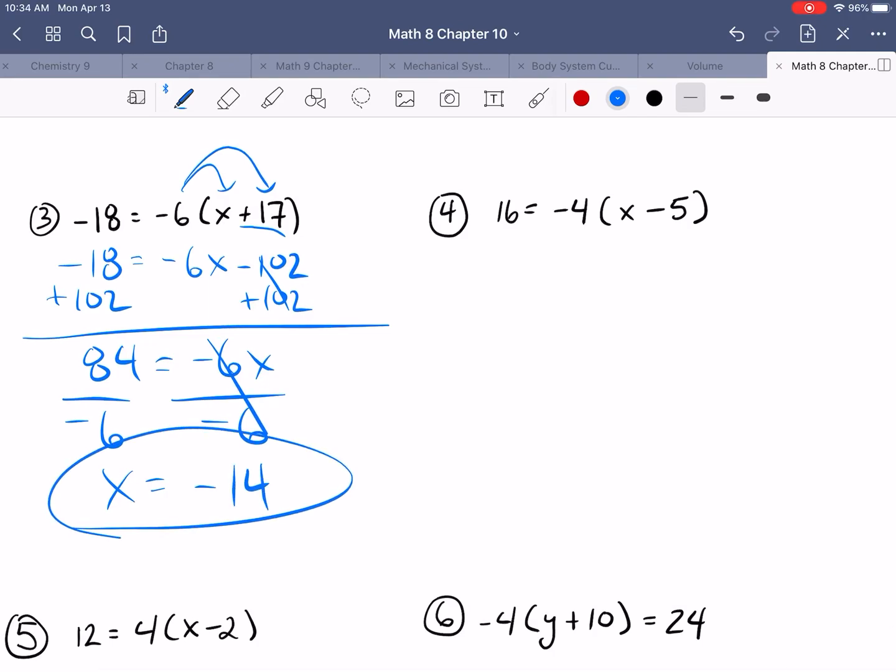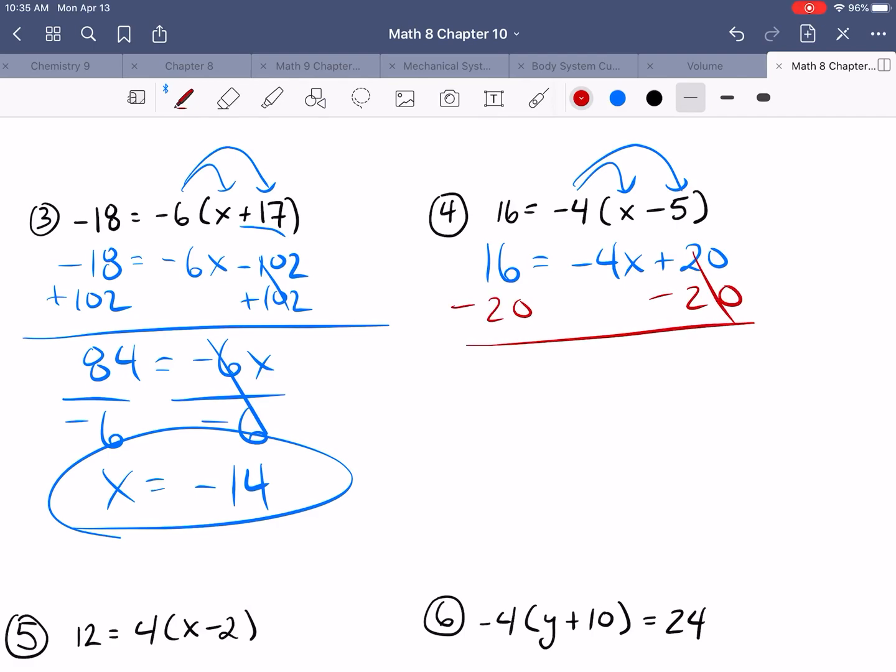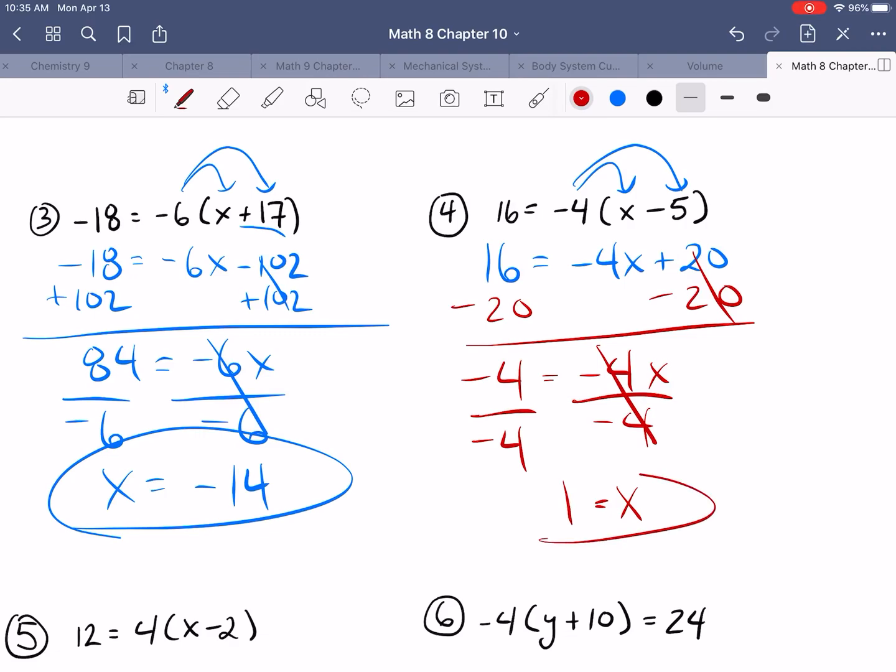This one here, taking a negative inside, 16 equals -4 times x is -4x plus 20. And going to -20 here, -20 here. Going to get -4 equals -4x. I'm going to have to divide by -4 on this side to get the x by itself, divide by -4 on this side, and I get x equals 1 here because a negative divided by a negative is a positive.